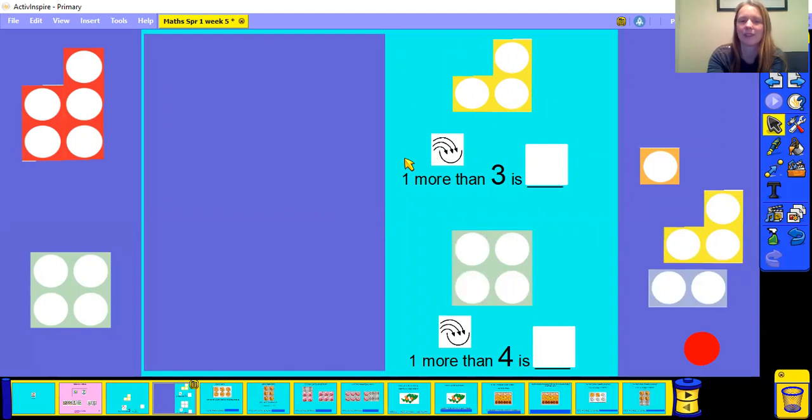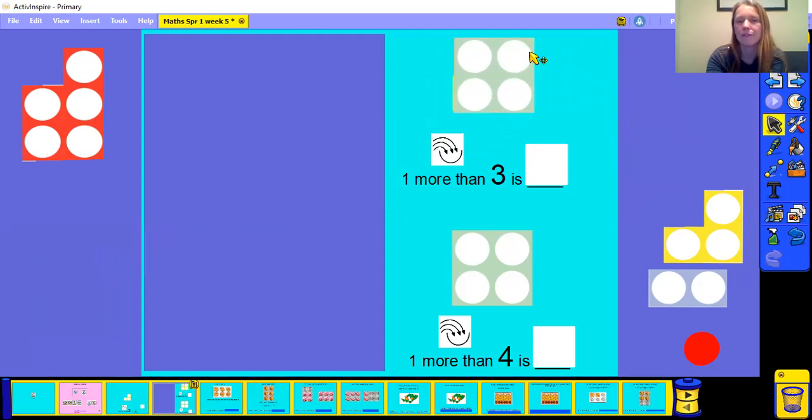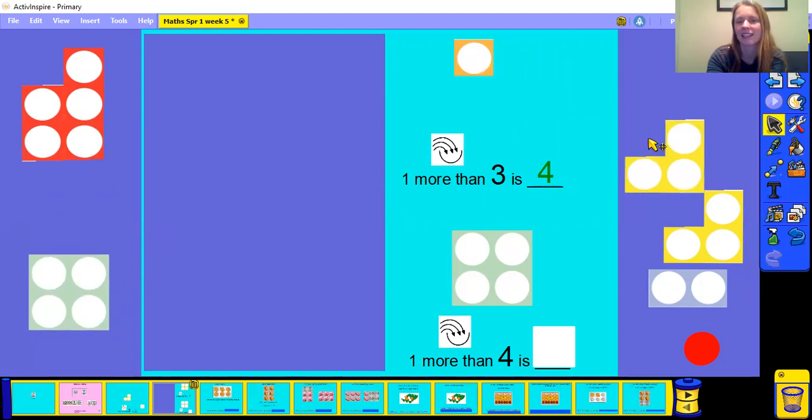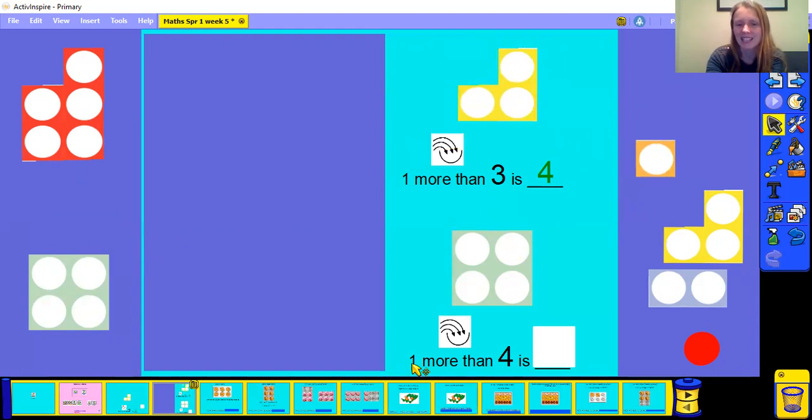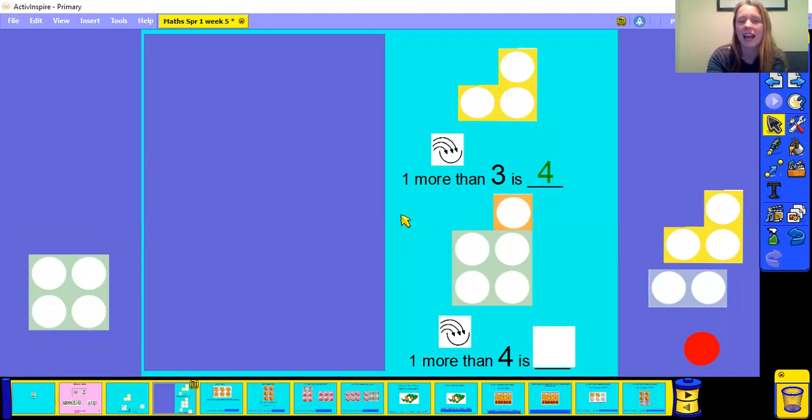Okay, now let's do it together. The sentence says 1 more than 3 is... So first we have 3, then we add 1 more, and now we have 4. That tells us that 1 more than 3 is 4. Well done if you got that right. Okay, let's do the next one. It says 1 more than 4 is... So first we have 4, then we add 1 more, and now we have 5. That tells us that 1 more than 4 is 5.